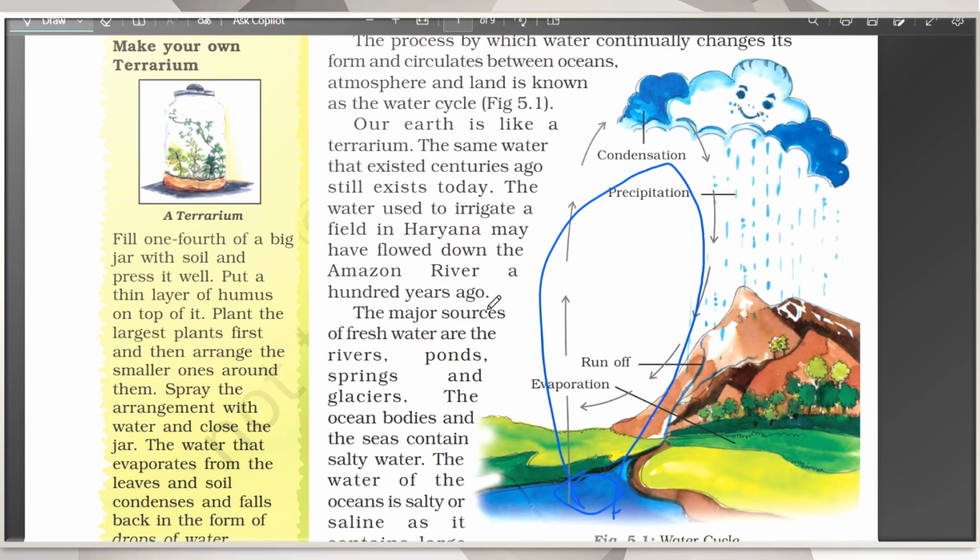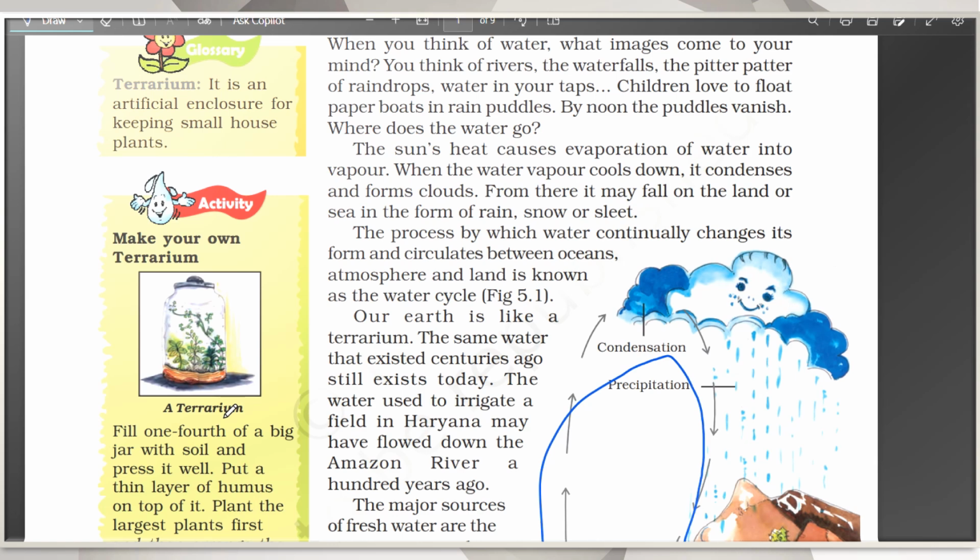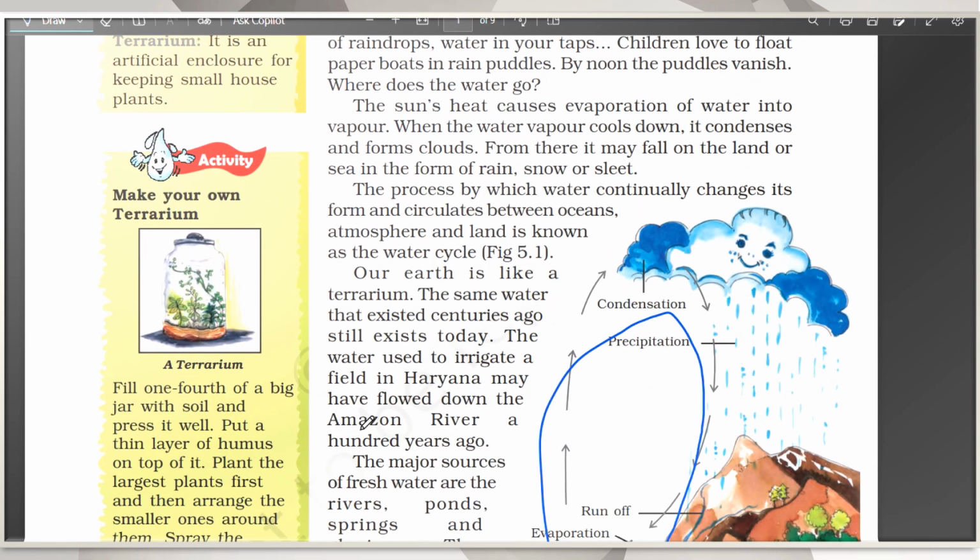So our earth is like a terrarium. What is a terrarium? Here they have given the meaning also. Very good. A terrarium is an artificial enclosure for keeping small house plants. Our earth is like a terrarium. The same water that existed centuries ago still exists today.